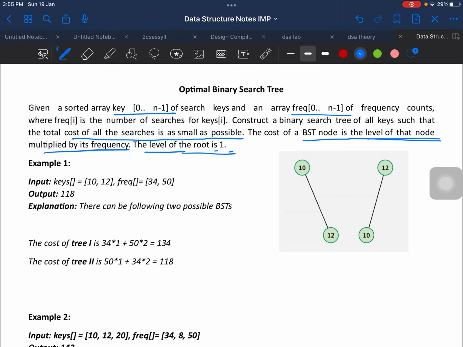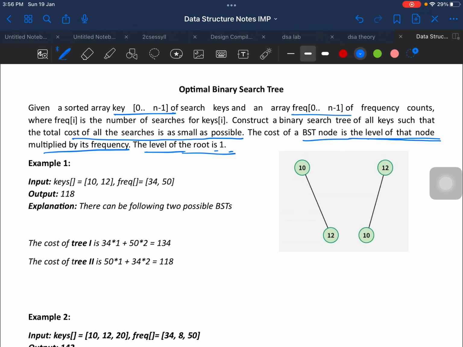Let us assume that the root is appearing 50 times, so the frequency of the root element is 50. Then we have to multiply 50 by 1, because the root is present on the first level.